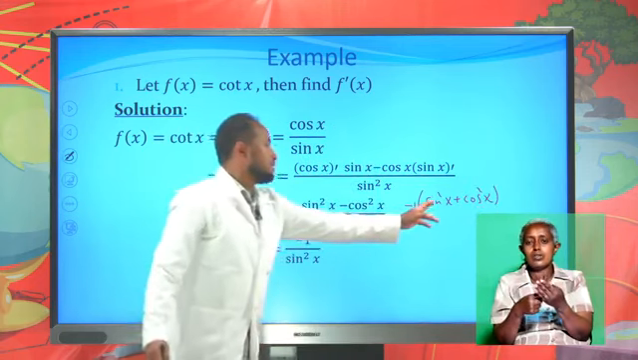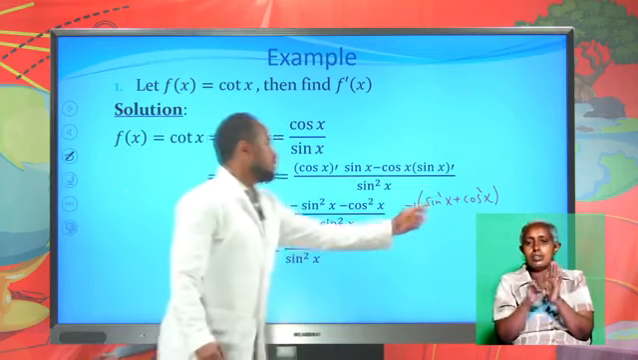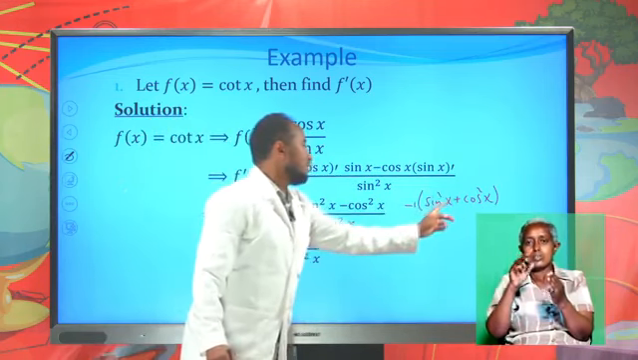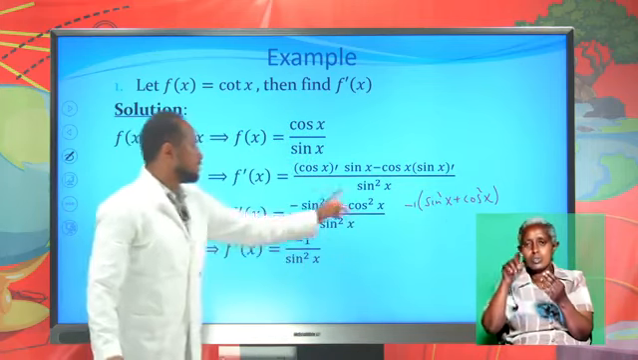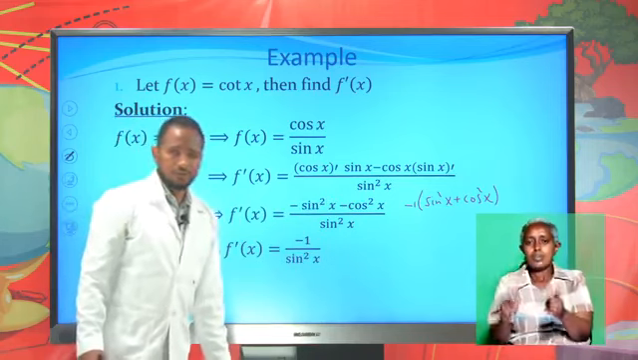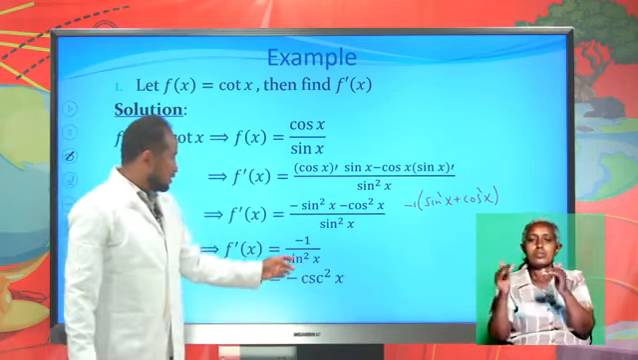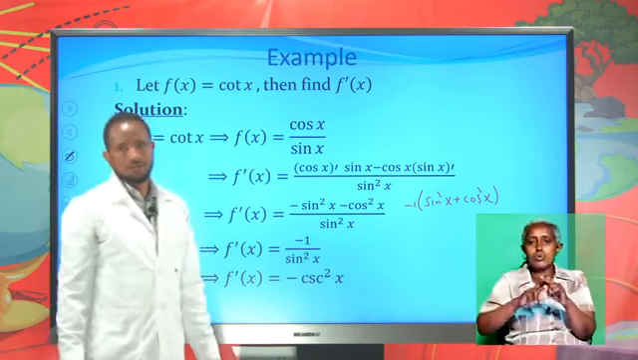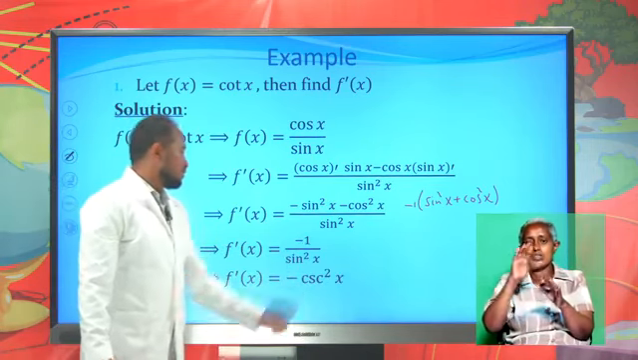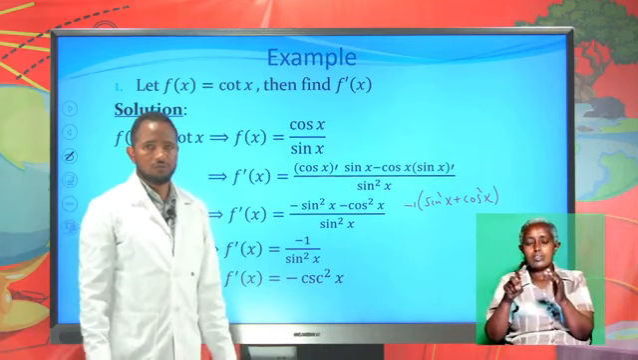Using the trigonometric identity, sine squared x plus cos squared x is 1. 1 times negative 1 is negative 1. The numerator is negative 1 divided by sine squared x. I can write this as, since the reciprocal of the sine function is cosec, minus cosec squared x. Now let's continue to the second example.